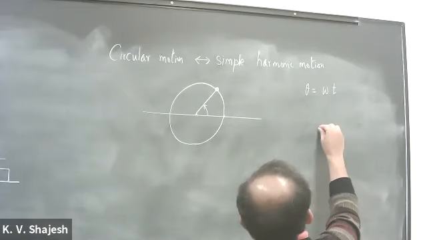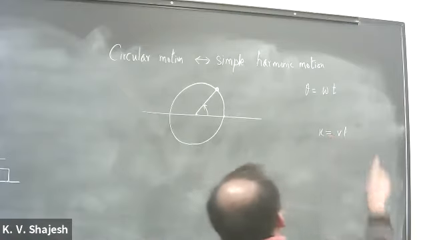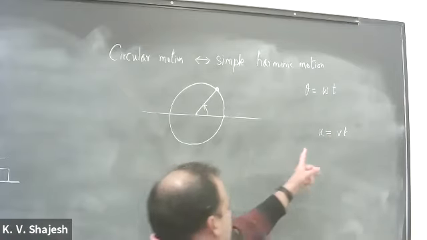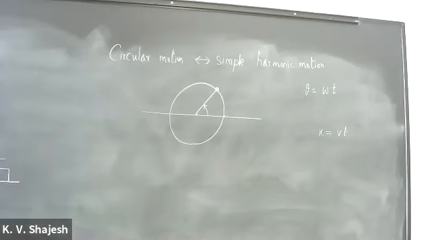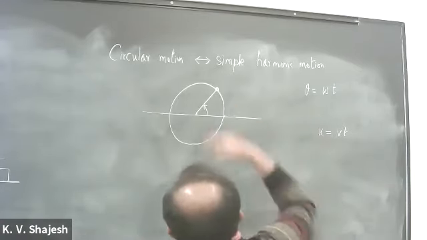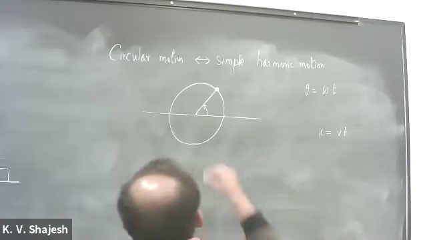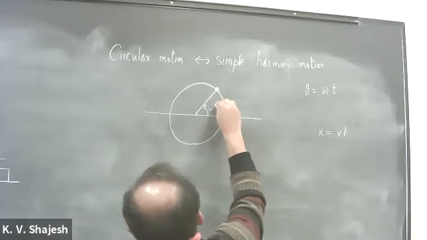In linear motion, this would be x is equal to vt. That means there is no acceleration. Acceleration requires a second power in t. Half a t square would be the acceleration. So it's not accelerating in the rotational sense. So this is omega t. That angle theta is nothing but omega t.